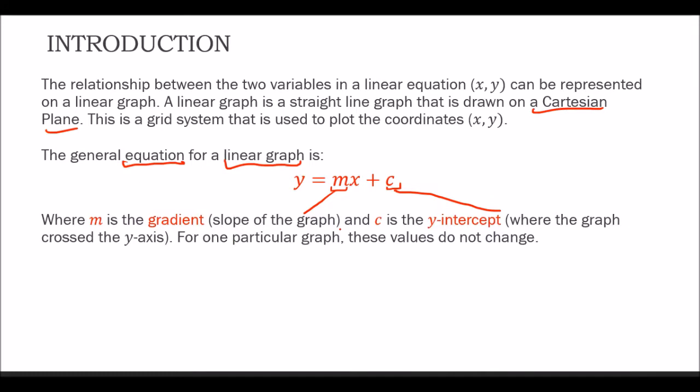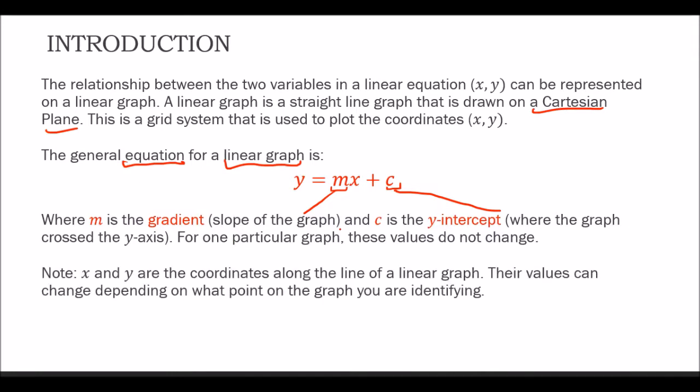For one particular graph, this value does not change. Note that x and y are coordinates along the linear graph. So x and y refer to the x and y in the equation, this x and this y. They are coordinates along the line of the linear graph. Their values can change depending on the point in the graph you're identifying. So these variables, x and y, will change depending on the coordinate that you're using. Keep that in mind. The only things that don't change here are the y-intercept and the gradient.